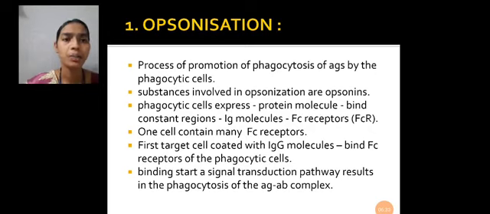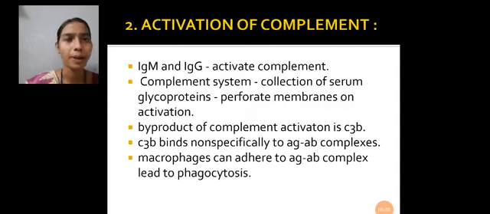This FC receptor will bind with natural killer cells and phagocytic cells. This is called opsonization. This binding starts a signal transduction pathway which results in the phagocytosis of the antigen antibody complex.